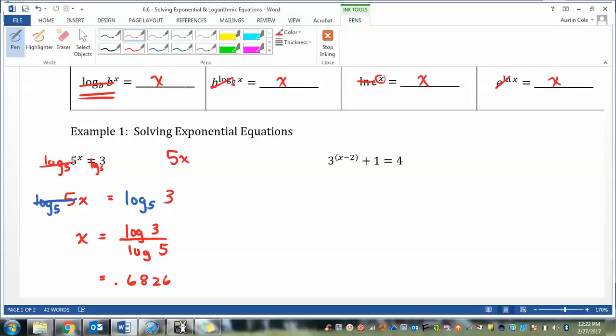All right, now over here, we need to get rid of the 1 first, so I'm going to subtract 1 on both sides. So I'm going to get 3 to the x minus 2 power equals 3.